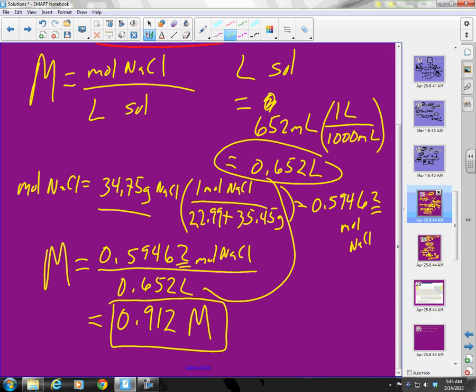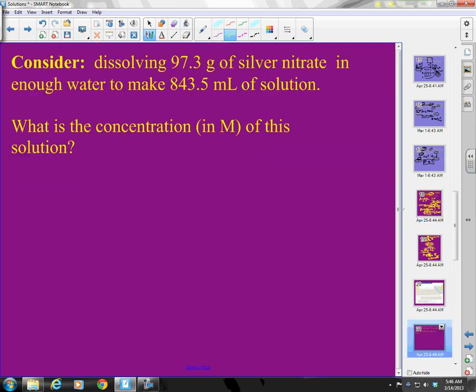And how do we say that? We say that as a 0.912 molar solution of NaCl. That's it. Piece of cake. You guys can do that? Yes, you can. You guys give this one a shot. Bring me back when you're ready.